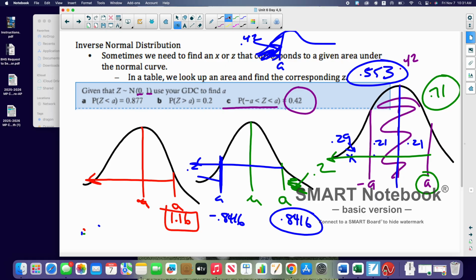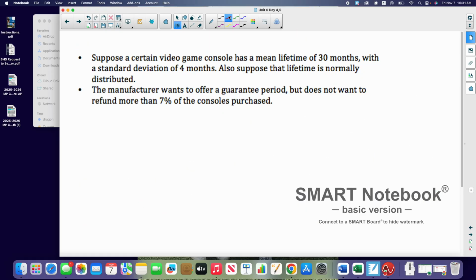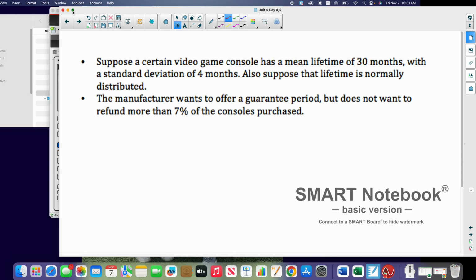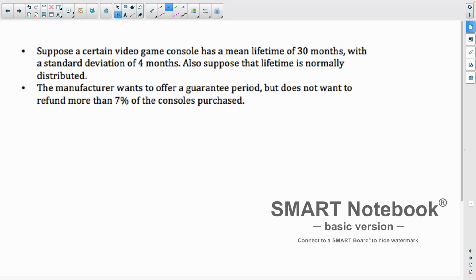All right, so where's the context of this? What kind of word problem can we use this in? All right, so let's take a look here. This next one, let's say the Switch 2 just came out not too long ago, right? It's fairly new. Is that the newest one on the market right now? All right, something like that. And so let's say I'm the maker of that.